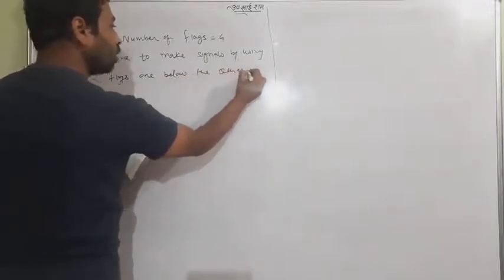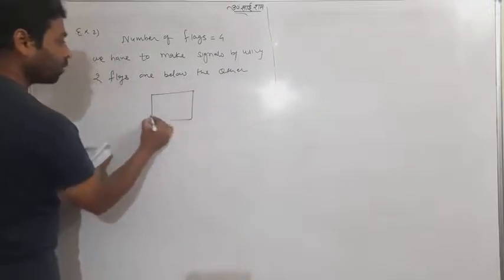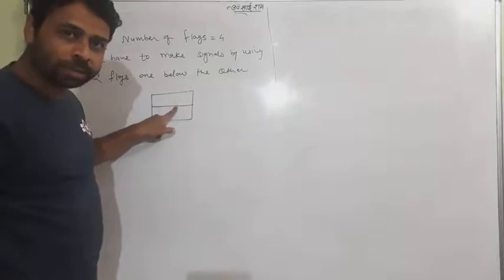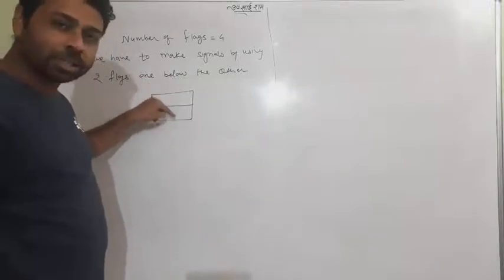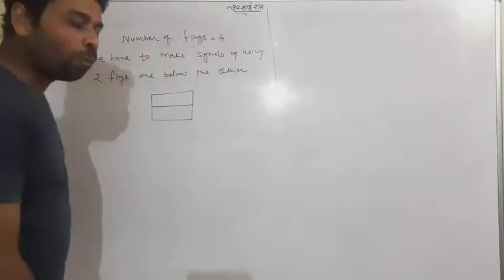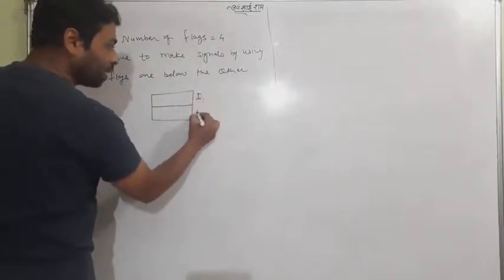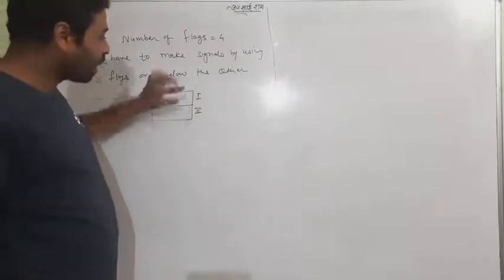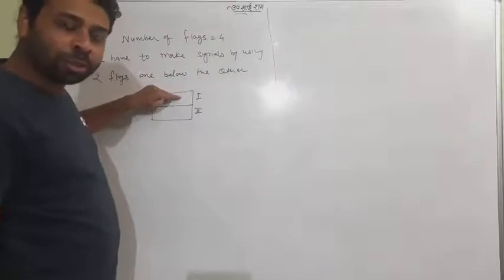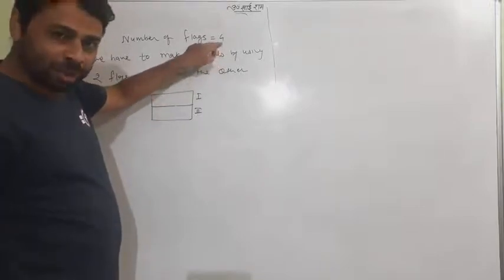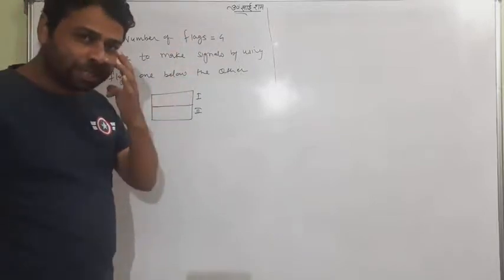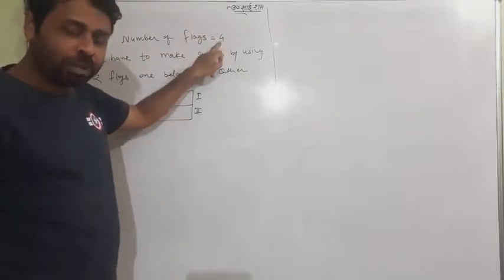So okay, we write like that. Suppose these are 2 flags, and we have to make the signals by using 2 flags, and the number of flags is 4. So what I would say, this is my first place and this is my second place. What do you think? At the first place, how many flags can be put? Definitely 4 flags. So here all 4 flags can come by 4 ways, because these 4 are different color flags.